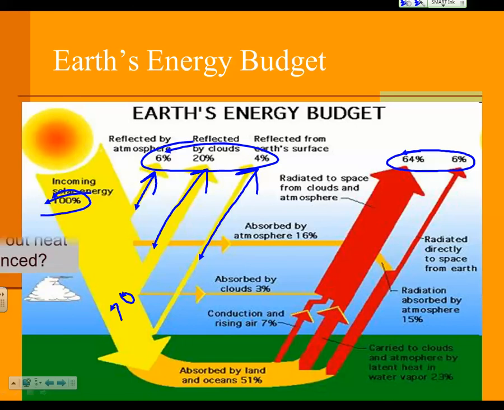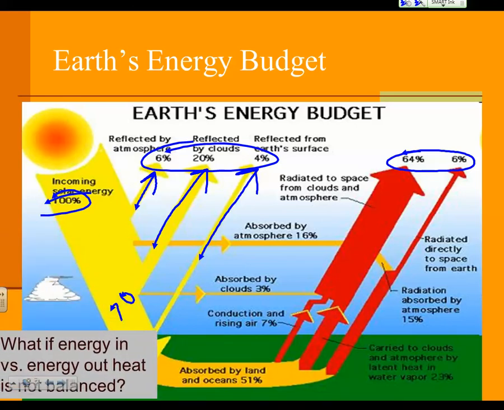But what would happen if energy in versus energy out were not in balance? Now, I want you to think about that question. Think about that question real hard, because if it's not balanced, something's going to change. And later on in this unit, we're going to get more into that particular question, but just keep that in mind.